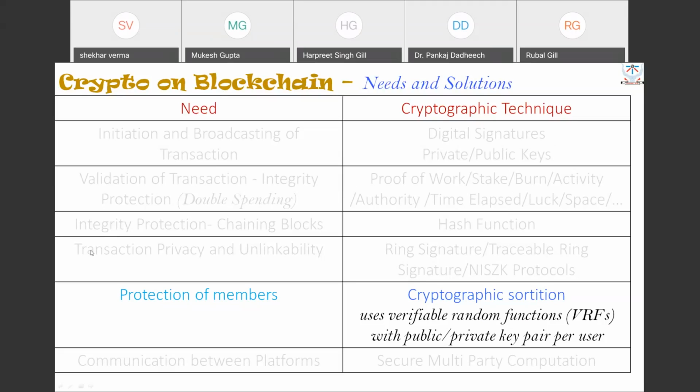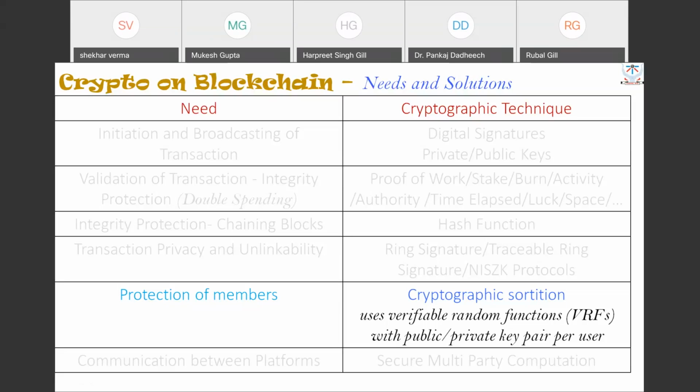How do you maintain the privacy, unlinkability, and untraceability of a transaction? By using ring signatures, zero knowledge protocols, or linkable ring signatures. How do you transact between different parties without anybody knowing the private key, by scattering the private key? That's by using secure computation. You are able to calculate a value without knowing the different inputs to the value. They are encrypted by using homomorphic encryption and secure multi-party computation.